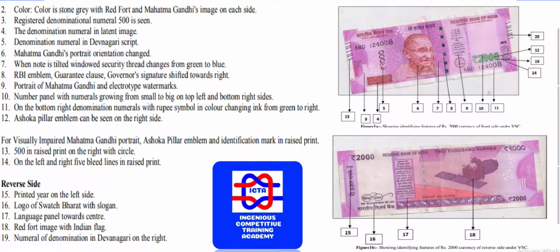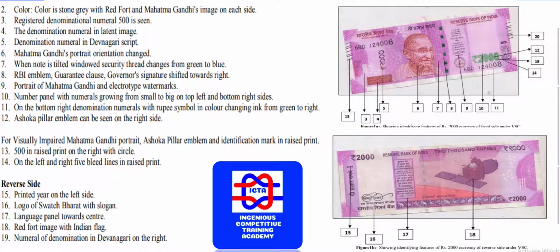As you can see, that is the pink color of the 2000 rupee note. Here on the bottom right, denomination numerals with rupee symbol in color changing ink from green to blue. The Ashoka pillar we can see, and we have here 500 in raised print on the right with a circle. So overall, every logo has been given.